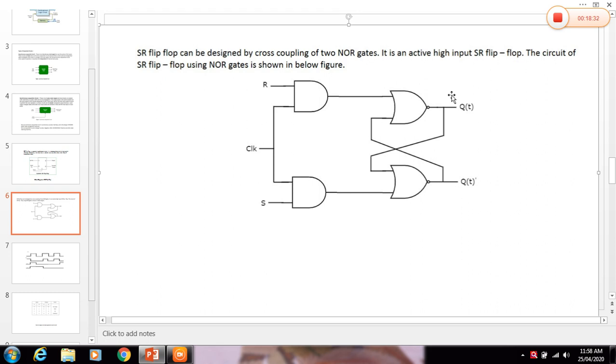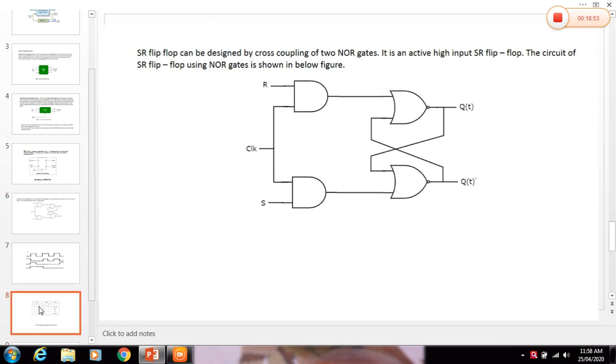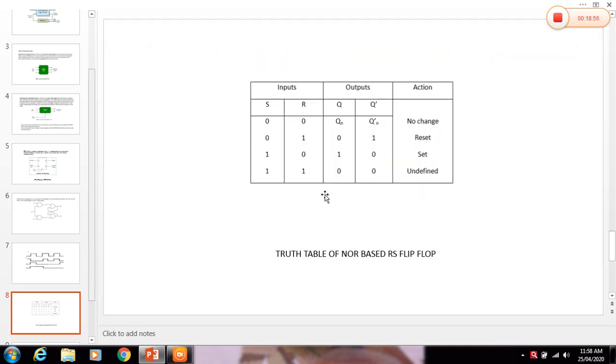Important thing to note over here is when Q is 1, how is it possible that Q bar is also 1? It is not at all possible because a complement and a normal output cannot be the same at a time. It is impossible. So this condition for RS flip-flop or SR flip-flop is known as the forbidden condition, as this condition is undefined for SR flip-flop. For NOR-based SR flip-flop, the condition when S is 1 and R is 1 is undefined, or it is called the forbidden state.